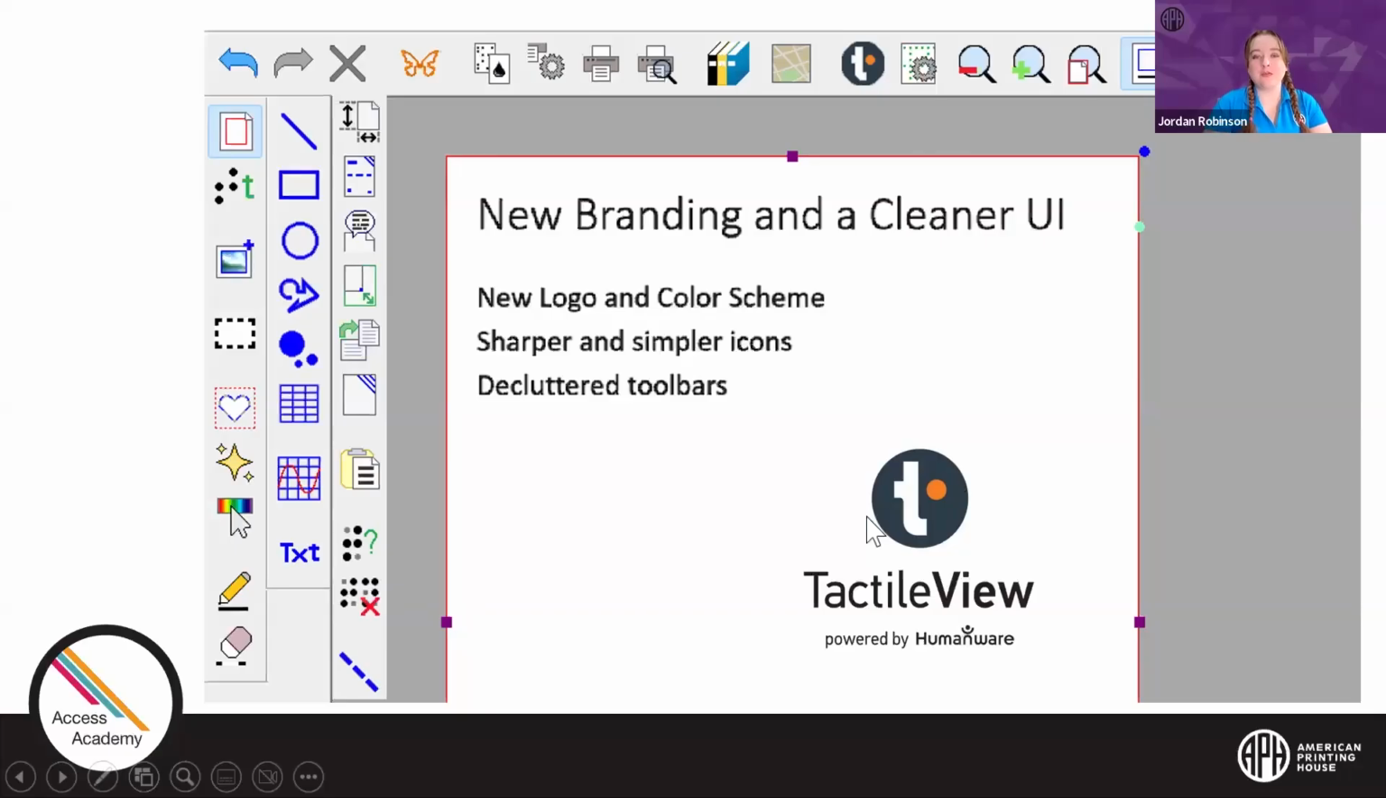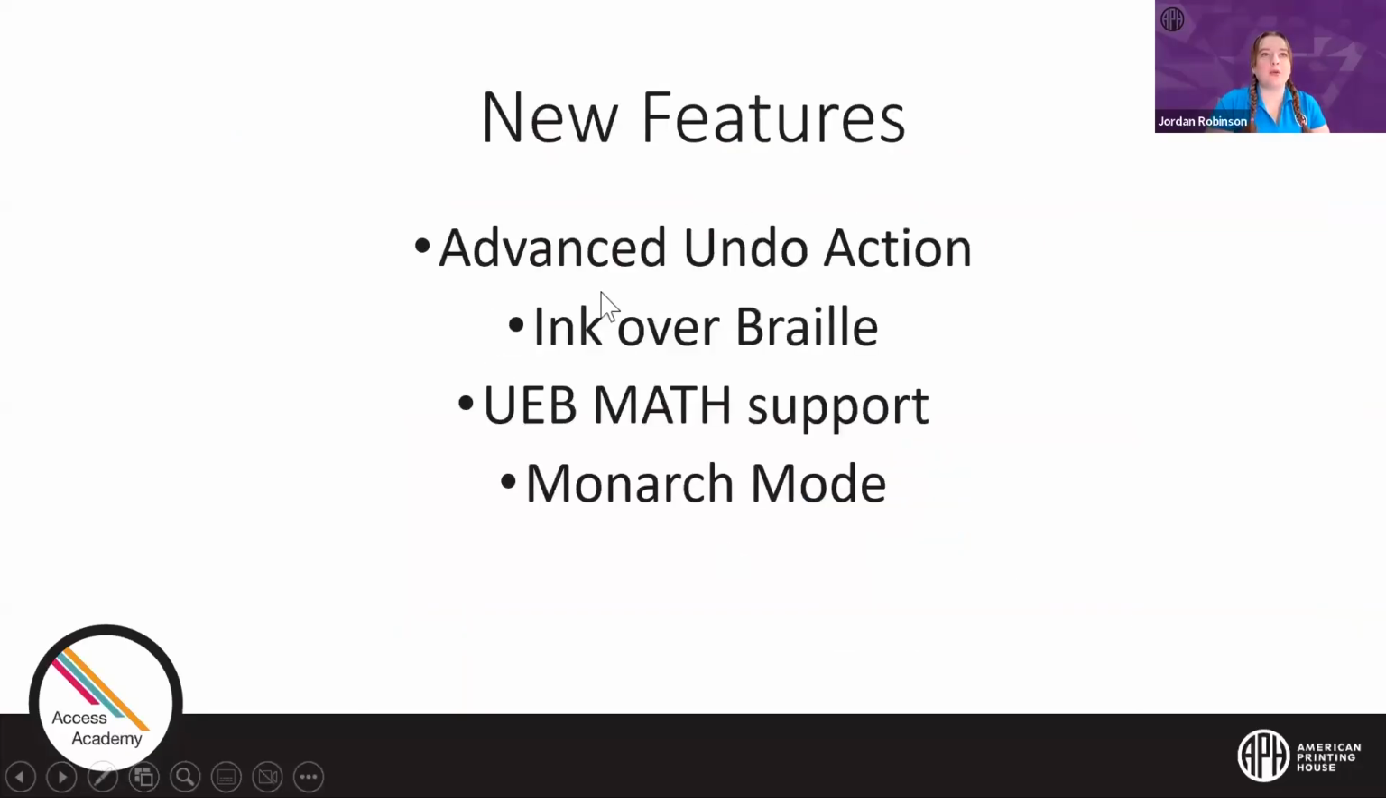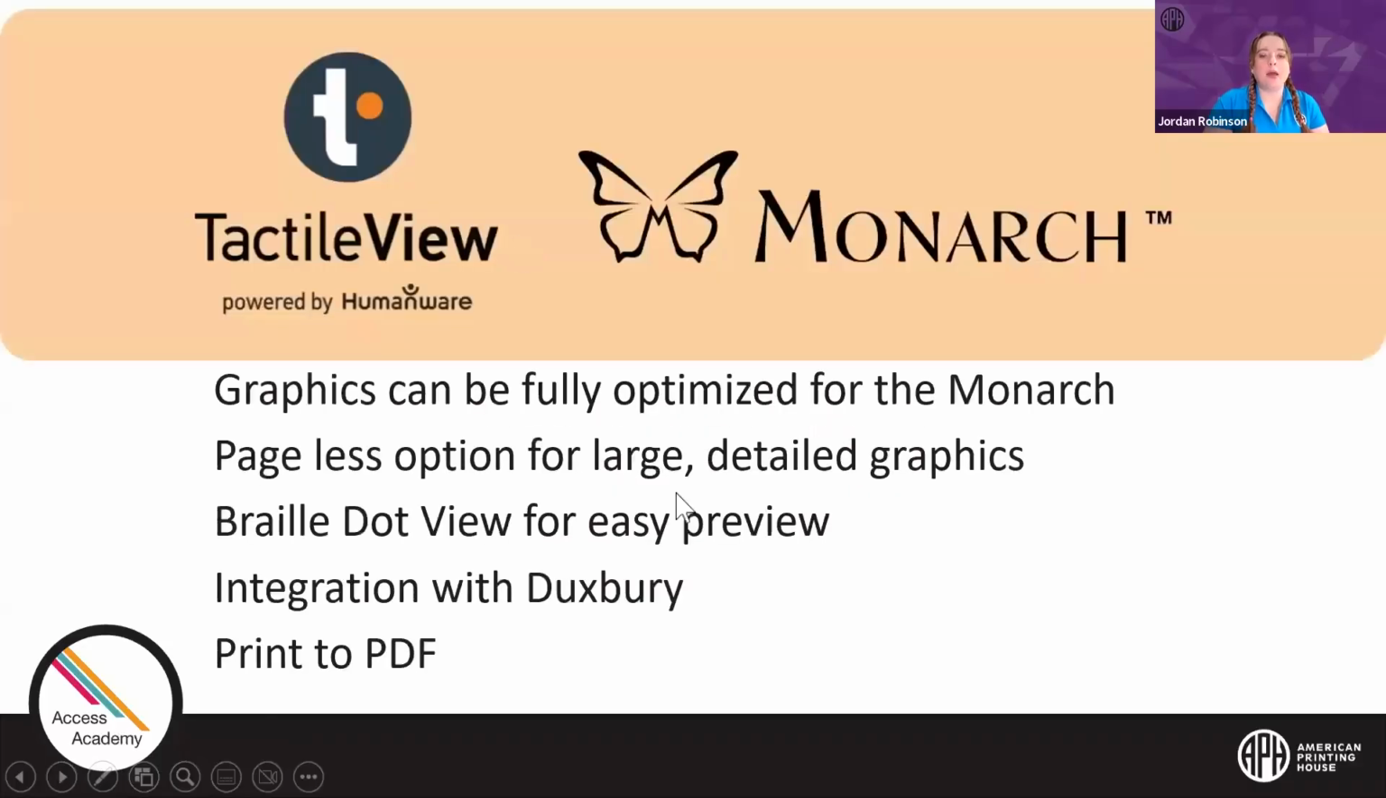You can see the new TactileView logo here. It matches the HumanWare logo much closer than the previous logo of TactileView, so that shows us nicely how they've incorporated that. As I said, we're going to go over the advanced undo action, ink over braille, UV mask support and Monarch mode. I think everyone's excited about Monarch mode. So I'm going to pass it off to Andrew, and he's going to talk about Monarch mode.